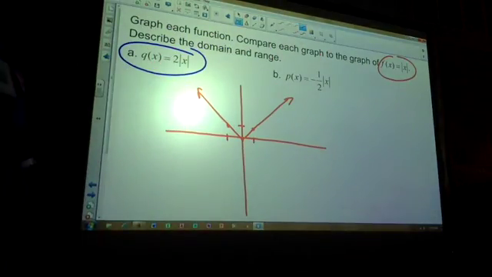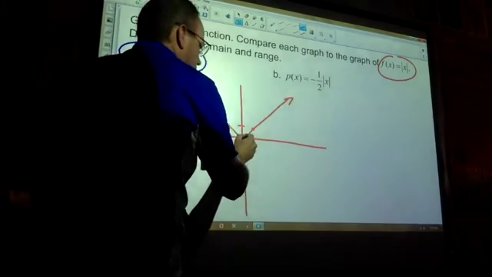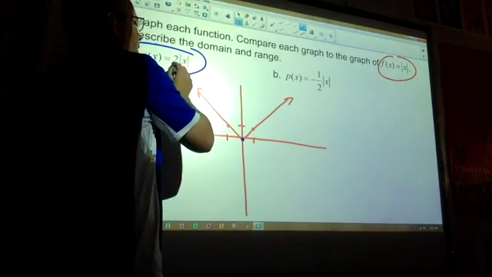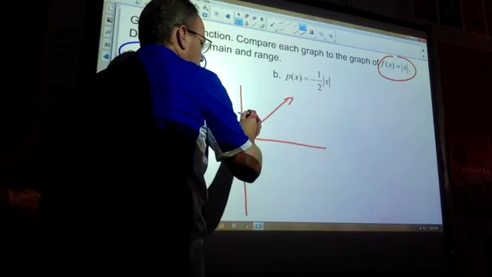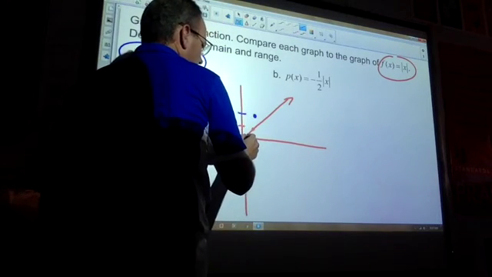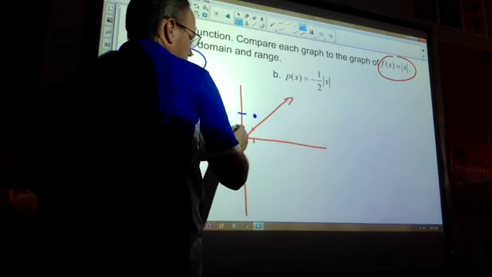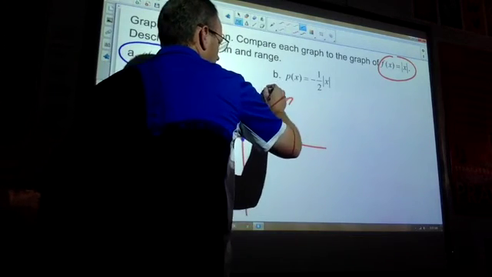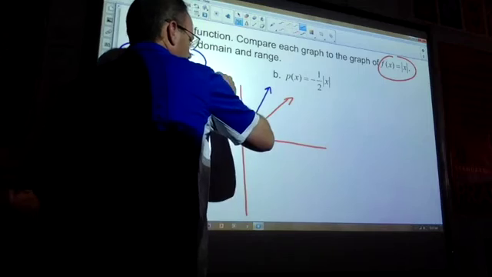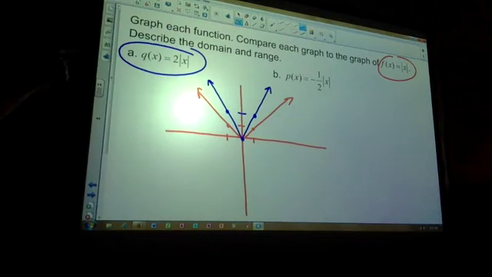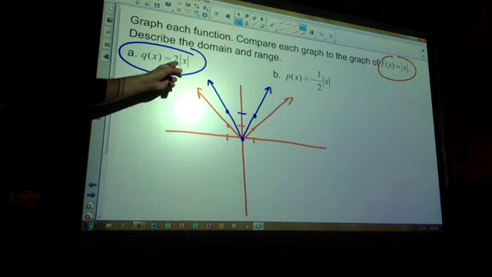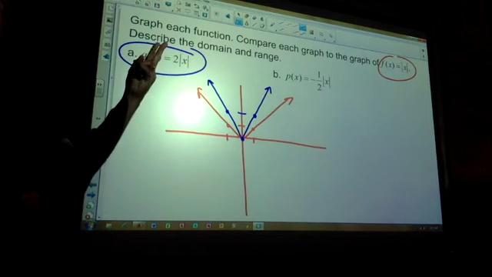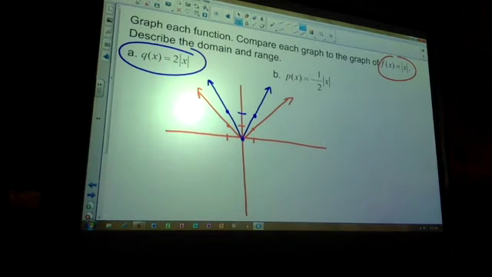This is going to grow at a rate twice as fast. So it's still going to be here, but this is going to grow twice as fast. So I'm going to go up to right 1, up to right 1. So look at this. That's making it skinnier. So as this value becomes a larger number, the graph gets skinnier and skinnier and skinnier because it changes the pitch of it.